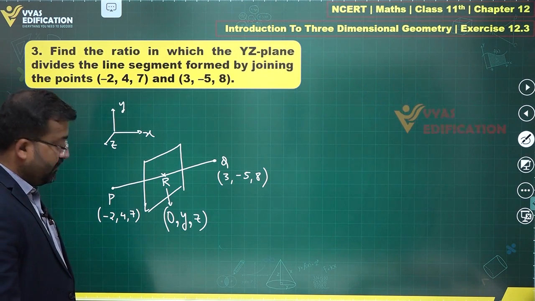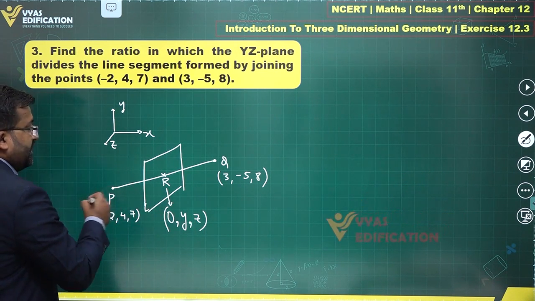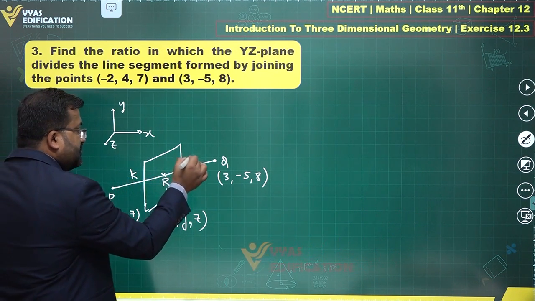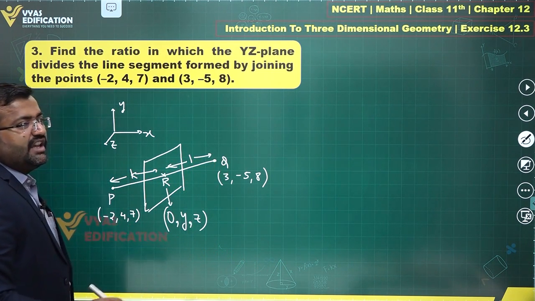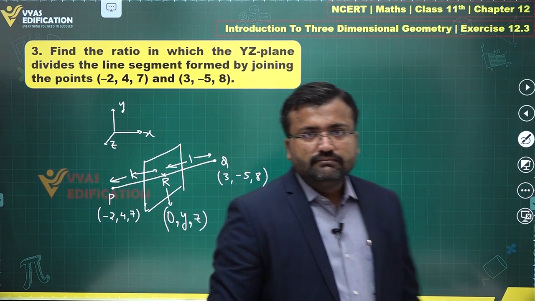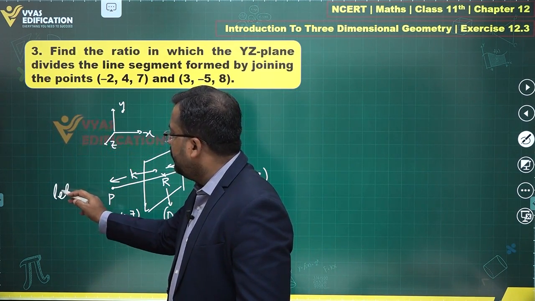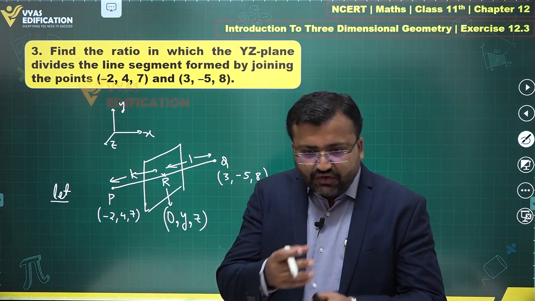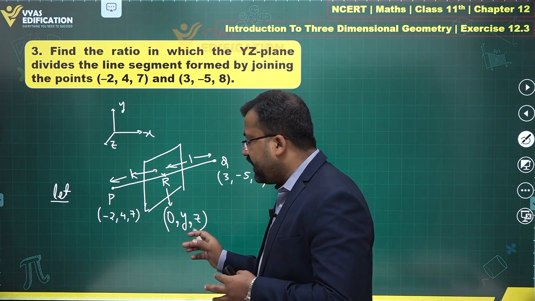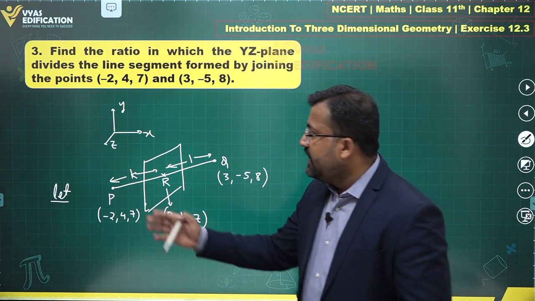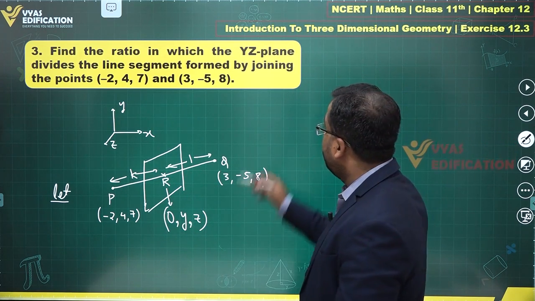We are asked to find the ratio in which the YZ plane divides the line segment joining P and Q. Let the ratio be k:1. You can note it in words: let the ratio in which point R (0, y, z), lying on the YZ plane, divides the line segment joining P and Q be k:1.